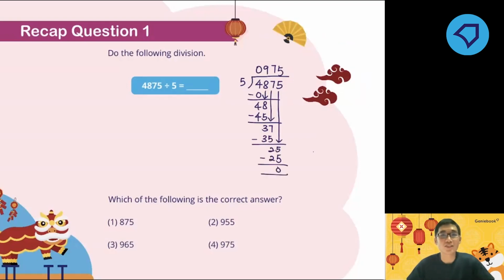Right, so the answer to this recap question number 1 is 975, which is number 4. Okay, so look through the steps here. For those who made a mistake, where did you go wrong?